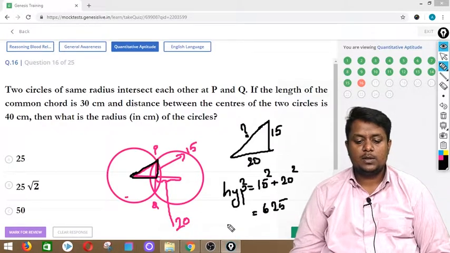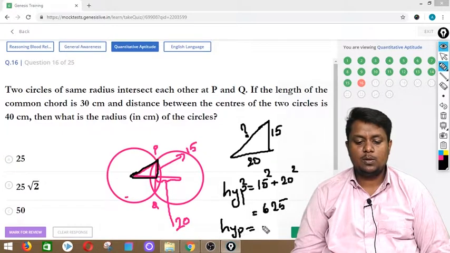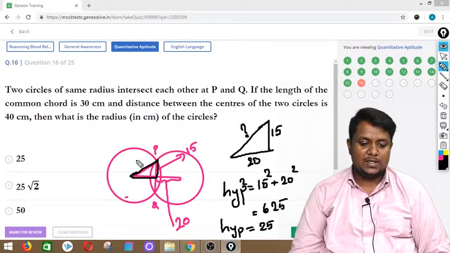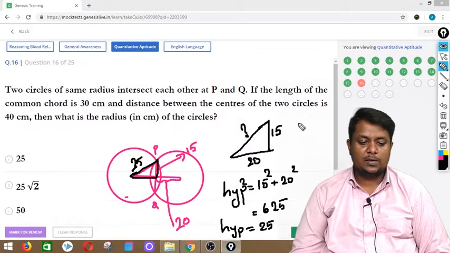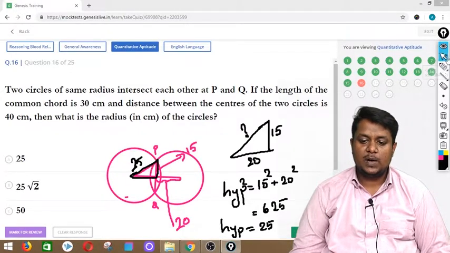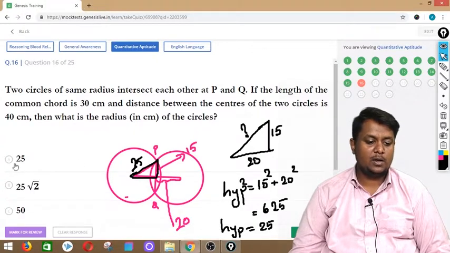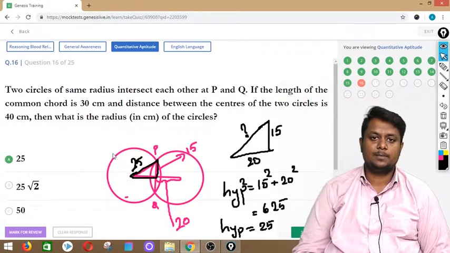625. So the hypotenuse is equal to 25. The radius of the circle is 25 centimeters. So we have to mark the option that says 25. We will mark option A as the right answer.